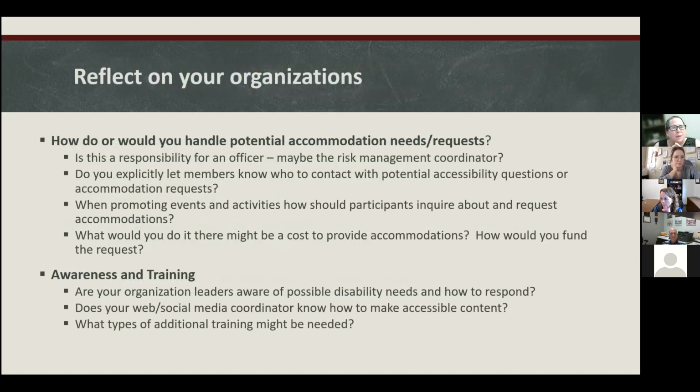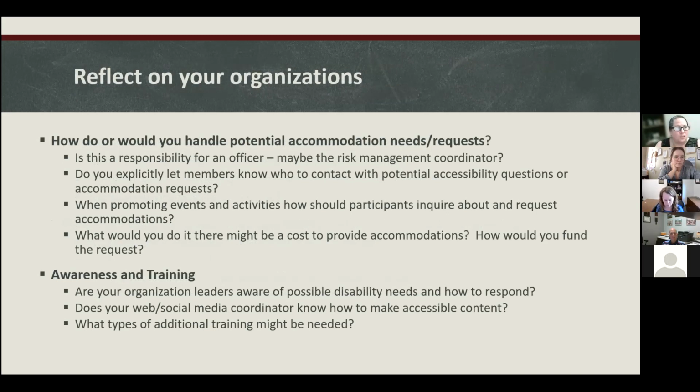So how are you going to do it? Who is the person in your organization who's going to take the lead? Do you let people know who to contact with questions? And if they did have a concern, how should they contact you and ask for that?